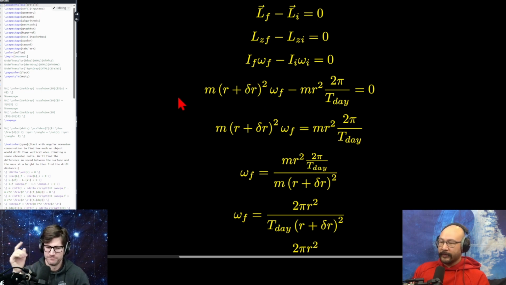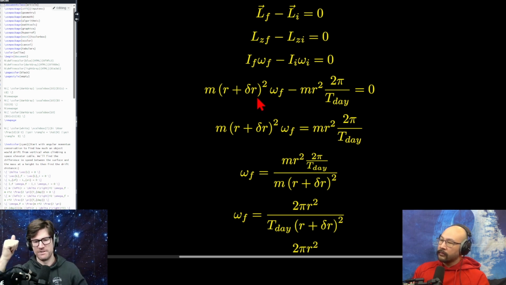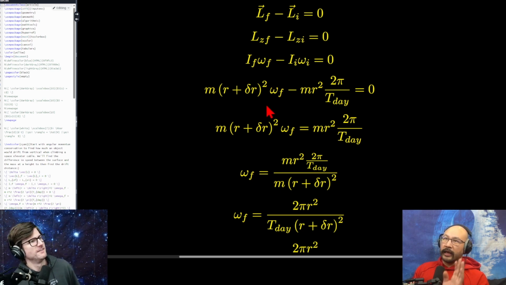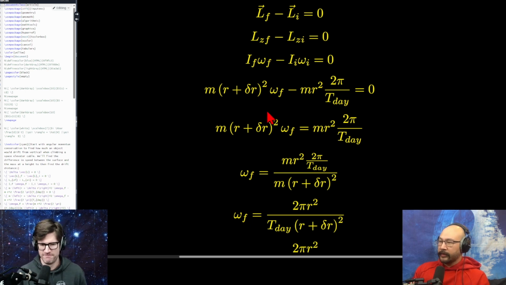So angular inertia is mr squared. The new r is the radius of the Earth plus the amount that it's climbed, squared, times the new final angular speed, which is what we want to calculate here. Okay, so now we're doing some algebra. Take the initial to the other side.